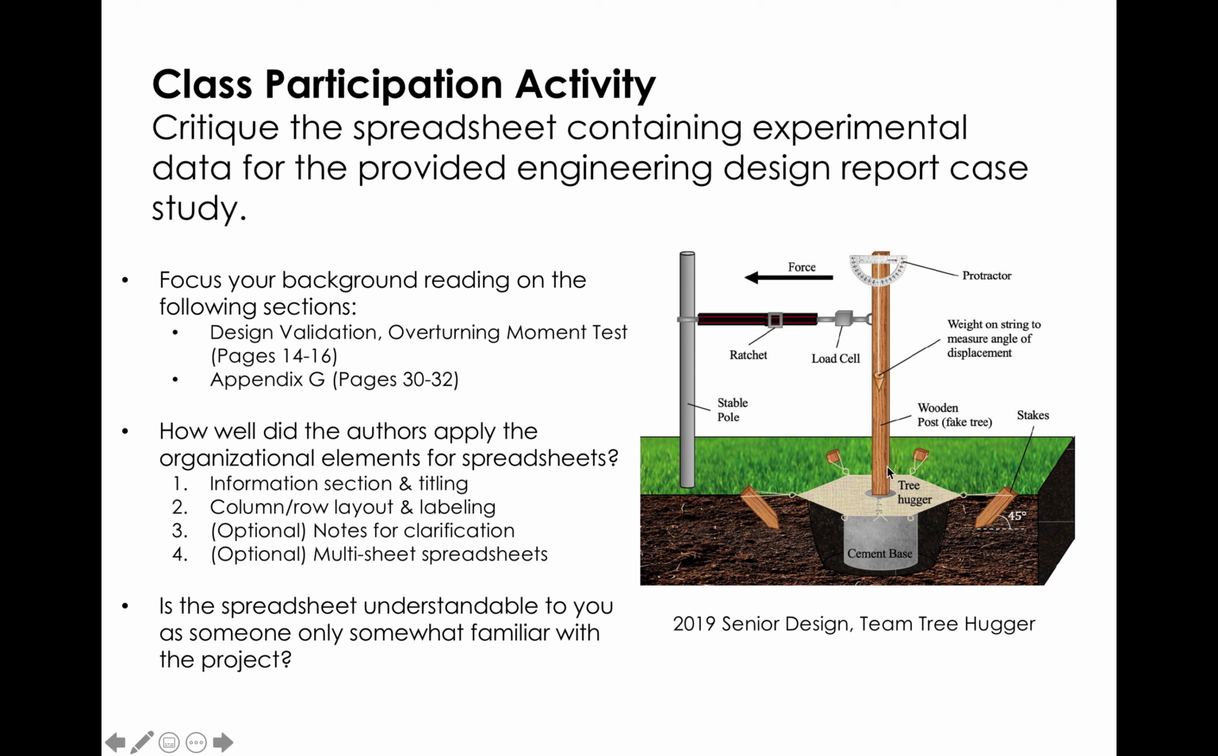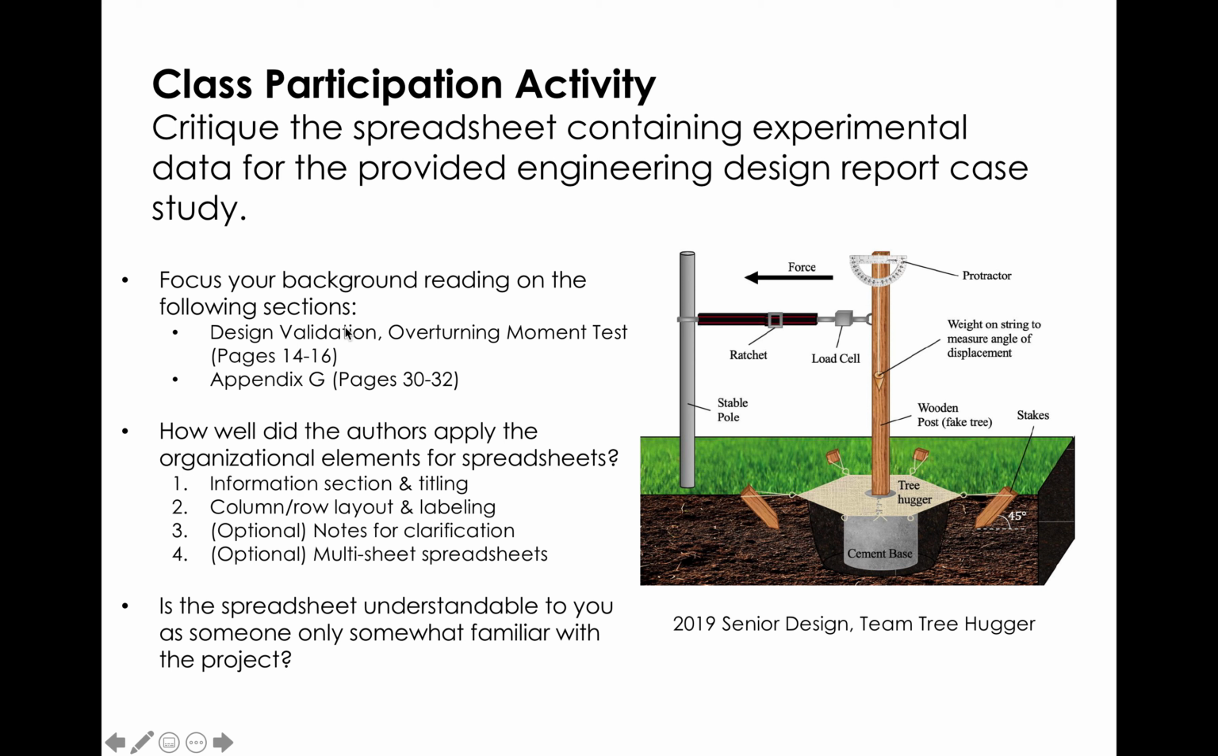They have different tests that they're running, and the main test outcome is whether or not this is stable. So the way that they're determining stability is they've got a fake tree that they are pulling over, ratcheting it over, and they're measuring the force it takes to basically cause that fake tree to go at an angle. Okay, so the less force that it takes, the less stable their product is in that particular configuration. They're calling it the overturning moment test.